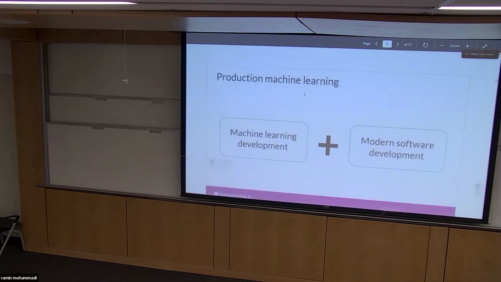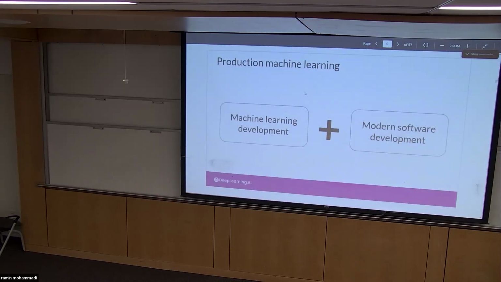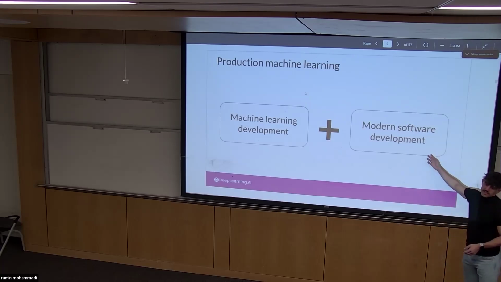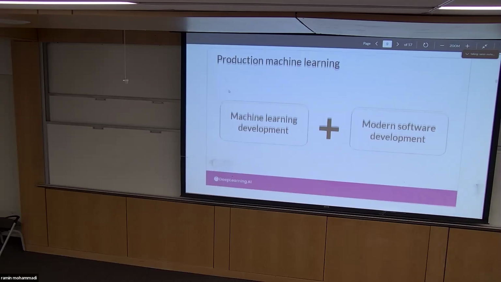So when we talk about production machine learning, you need to look at it as machine learning development plus modern software development. That's what production machine learning means. You need really good ML development, but you also need to be a good software developer. So that's the reality.